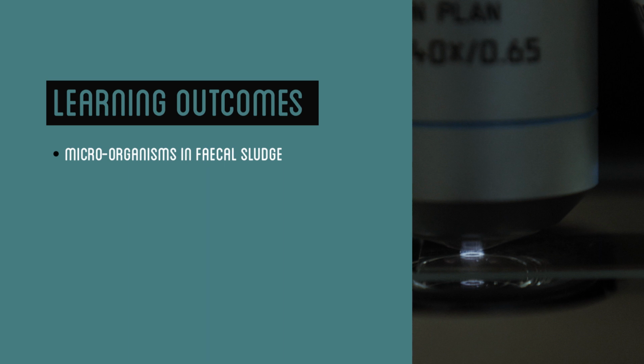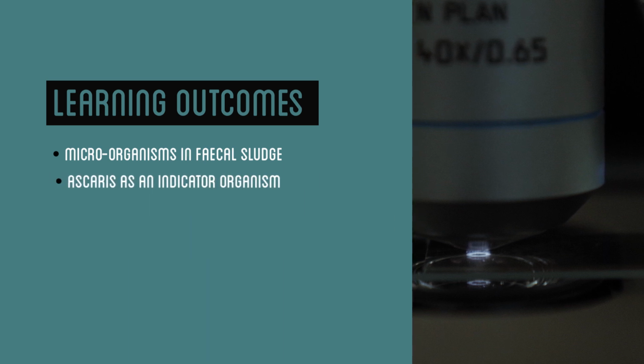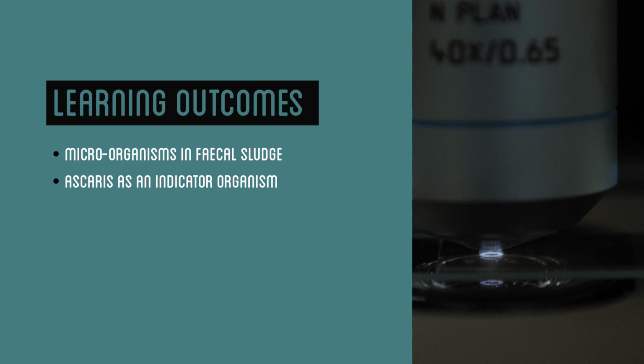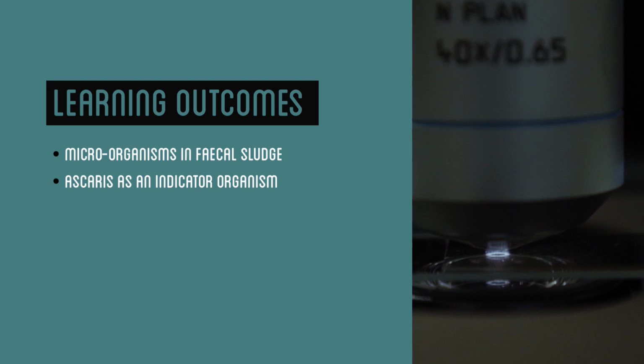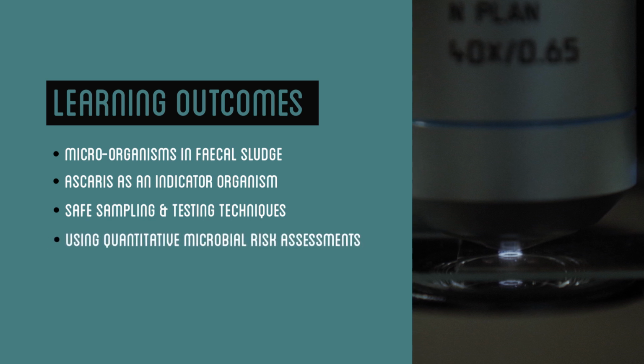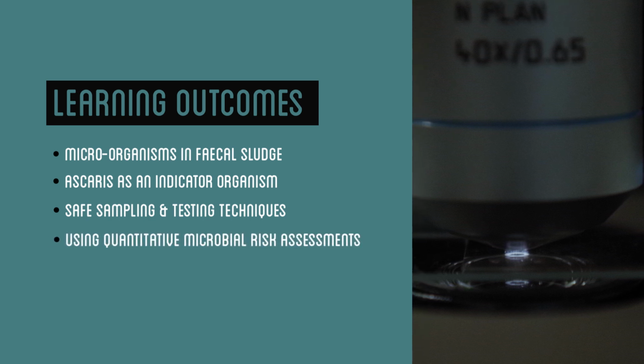Fecal sludge is home to many pathogens which can cause disease in people who come into contact with it along the course of the sanitation service chain. Here we will look at the microorganisms that are present in fecal sludge, how some of them, like Ascaris, can be used as indicator organisms, and the ways in which the risk of infection can be reduced through safe handling techniques and the use of tools like quantitative microbial risk assessments.